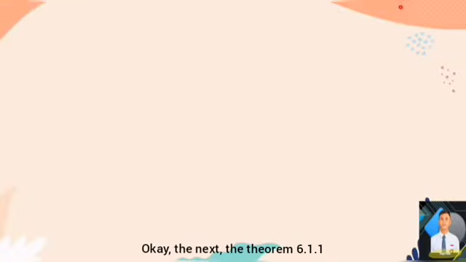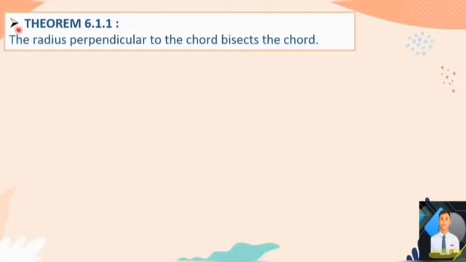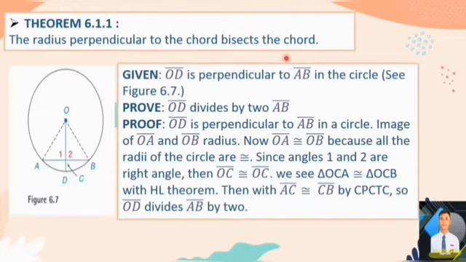Next, Theorem 6.1.1. The theorem 6.1.1 says the radius perpendicular to a chord bisects the chord. Given OD is perpendicular to AB in the circle, see figure 6.7. Prove that OD bisects AB.